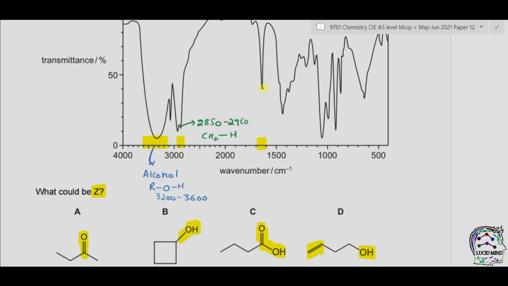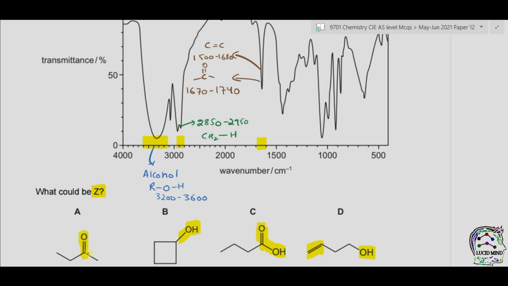And this peak could be because of two things. Either it is of alkene, which is from 1500 to 1680, or it could be from carbonyl carbon, which is from 1670 to 1740. Aldehyde and ketone, carbonyl carbon.